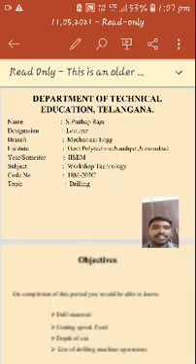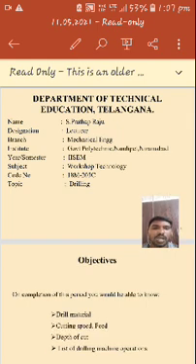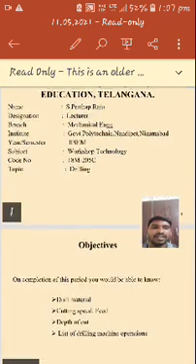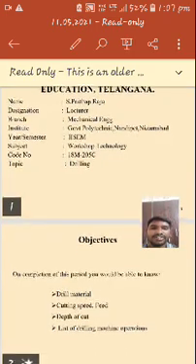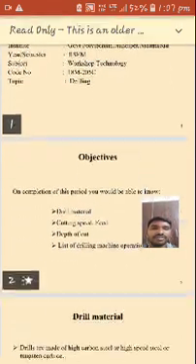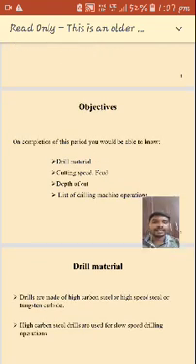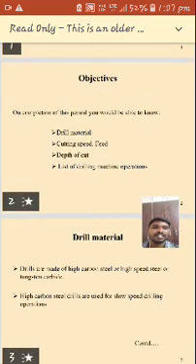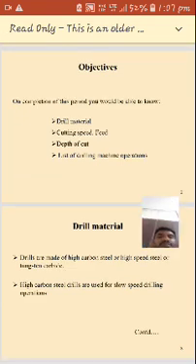Yesterday we discussed the types of drills and designation of the drills. Today we are going to discuss the drill materials, cutting speed, feed, depth of cut, and a list of drilling machine operations. What are the operations to be performed on the drilling machines?